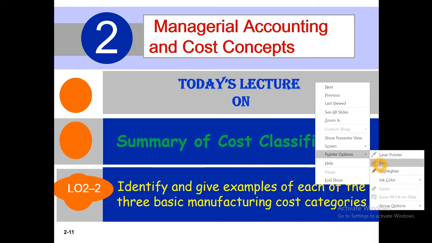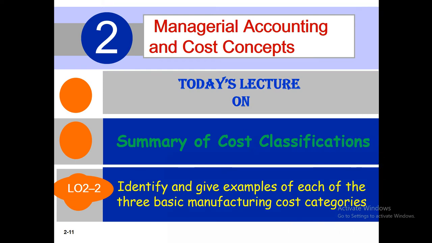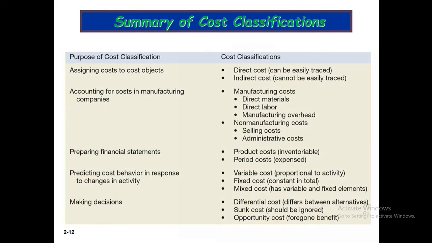Our today's lecture one summary of cost classifications and identify and give examples of each of the three basic manufacturing cost categories. So today we discuss accounting costs for manufacturing companies. In manufacturing companies we have two categories of costs, manufacturing cost and non-manufacturing cost. In manufacturing cost we have direct materials, direct labor, manufacturing overhead, and non-manufacturing cost, selling cost and administrative cost.